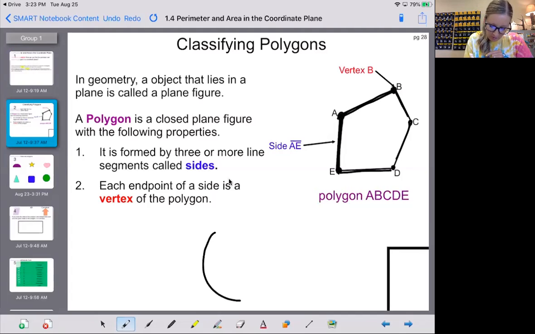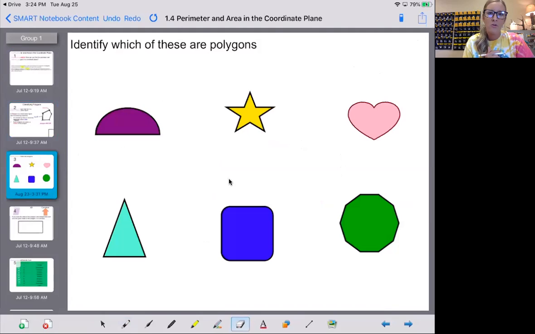So is a circle a polygon? If it has to be formed by 3 or more segments, then a circle is not a polygon. So on the next page, I'm going to give you some examples, and you're going to tell me, are these polygons? So is the first shape here a polygon? I would say absolutely not, because it has a curve. It does not have all segments.